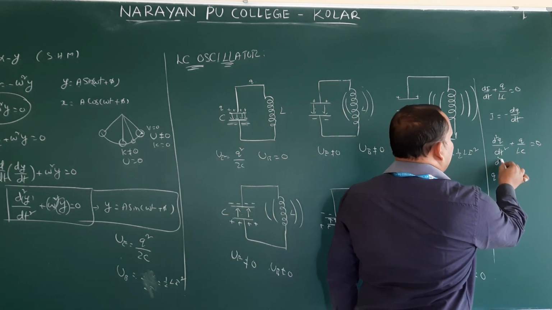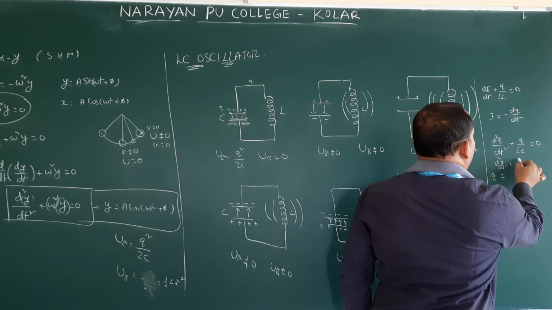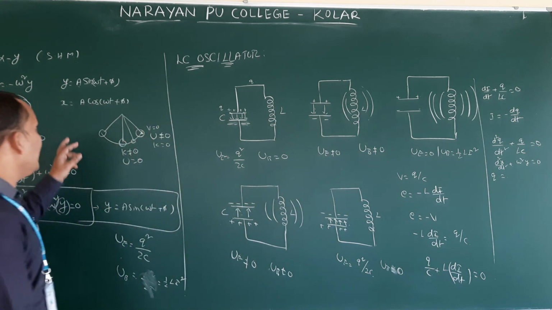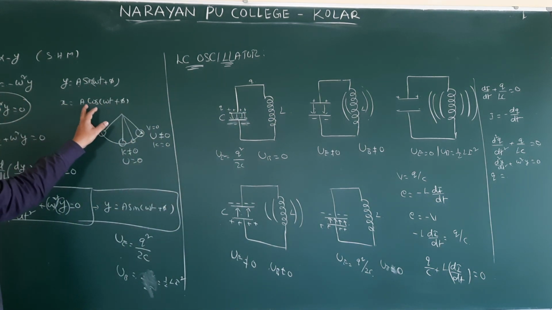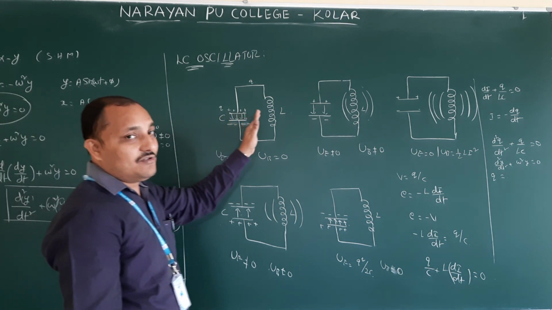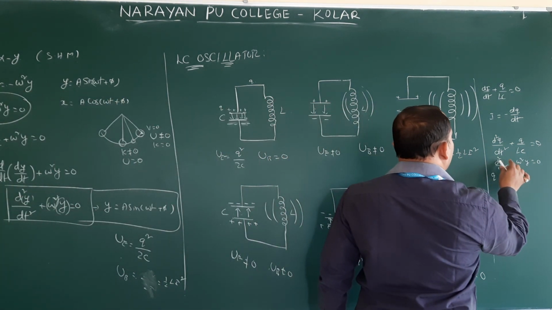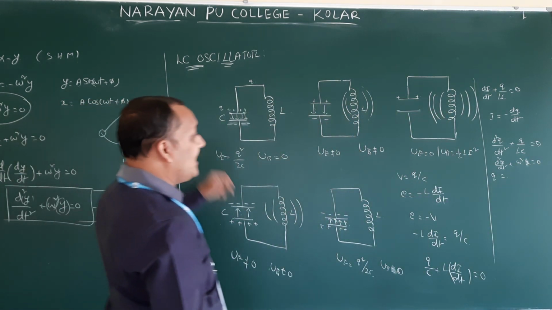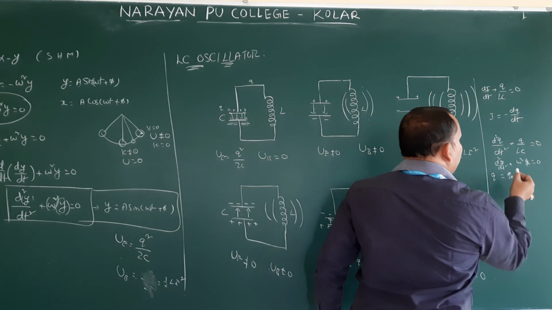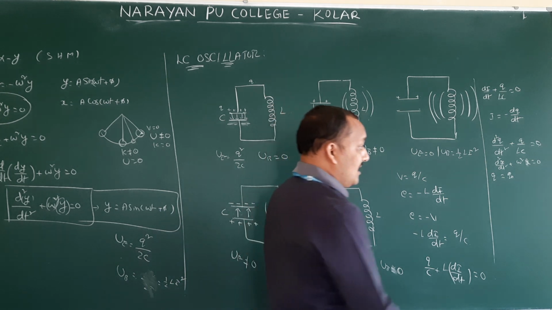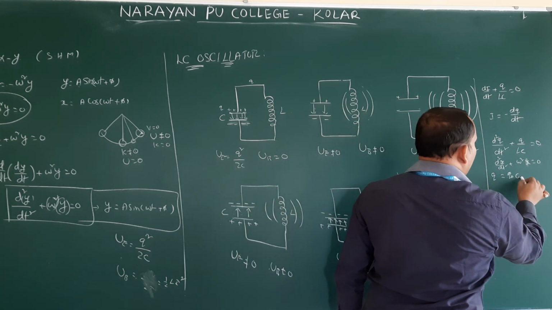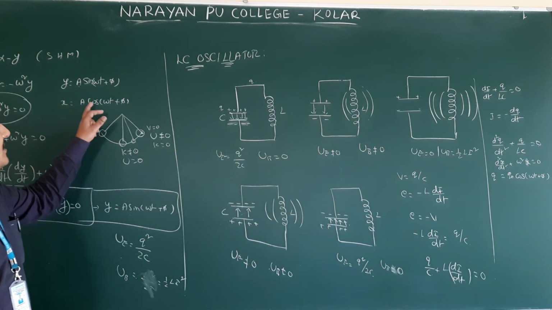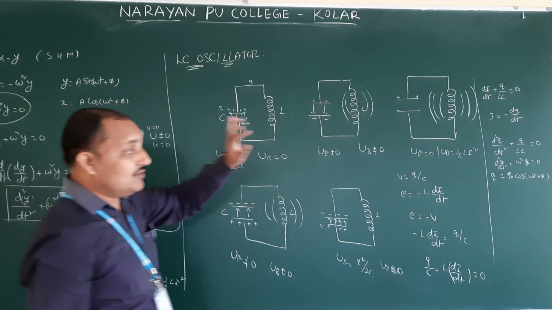So compare this equation with d square y by dt square plus omega square y is equal to 0. If it is y, I told you a sin omega t. If it is x, it is a cos omega t plus phi. So this is going to be horizontal, we will take it as x. Whenever we are taking it as x, what is the solution for x? A cos omega t plus phi. Therefore q is equal to, in place of a you will get q naught, the maximum charge which is initially present. Q naught cos omega t plus phi. So q is equal to q naught cos omega t plus phi is the solution for this one.